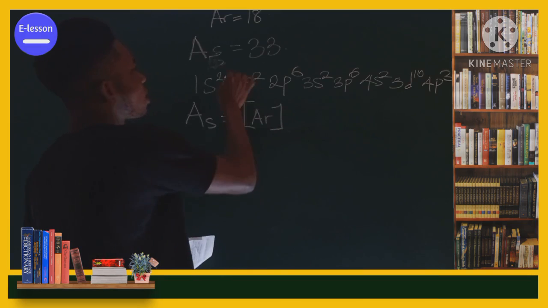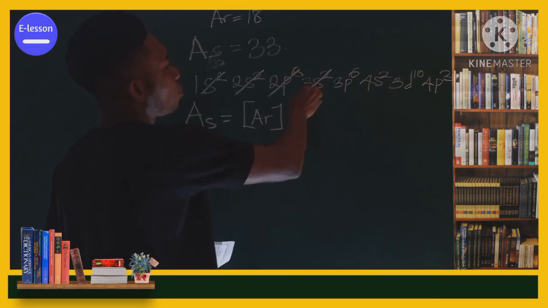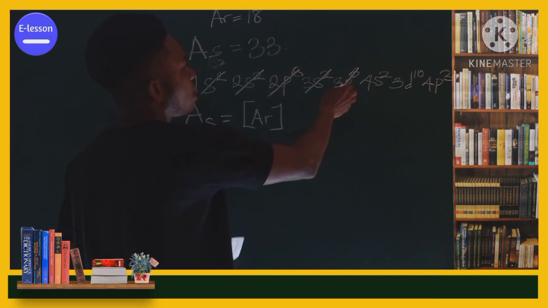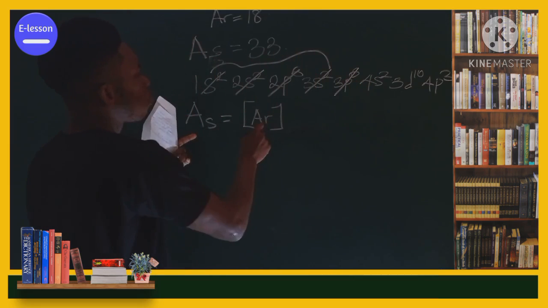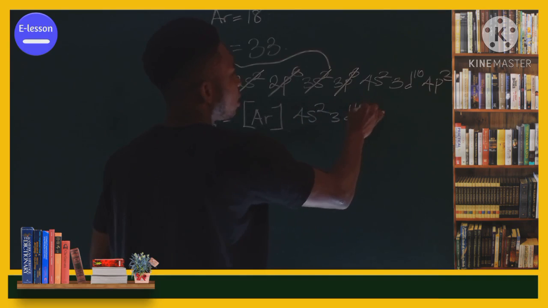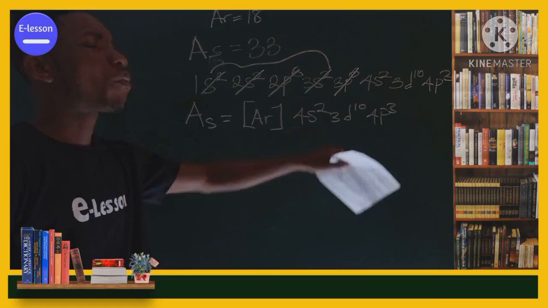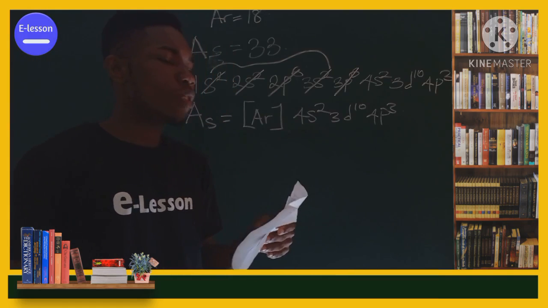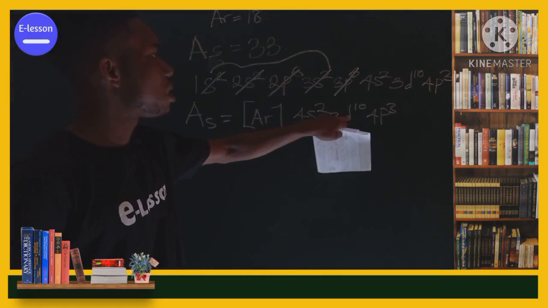So how are we going to cancel 18? This is 2, this one is out, this is out, 4, then we have 10, then we have 12, then you have 18. It means that everything from here to here represents argon. So what are we left with? We are left with 4s2, 3d10, and 4p3. So this is the condensed electronic configuration of arsenic, and that makes option B the correct answer: argon, 4s2, 3d10, and 4p3.